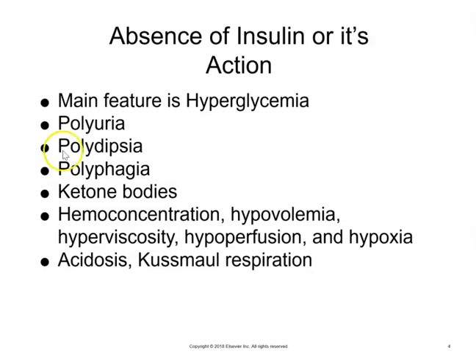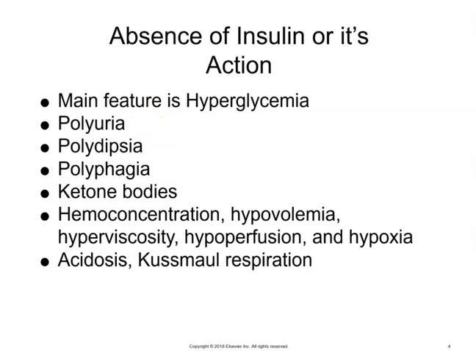Here are some of the signs and symptoms of diabetes mellitus, and we call these the 3 Ps. So we have polyphagia, polydipsia, and polyuria. It's really important to know what each of these means. Polyphagia, they're really hungry. Polydipsia, very thirsty. And polyuria, lots of urine.